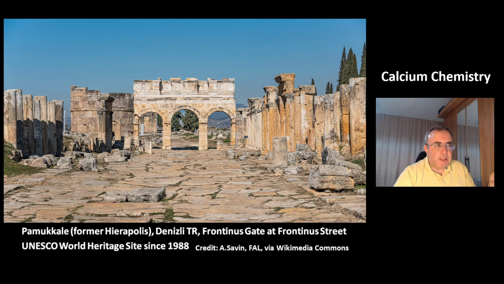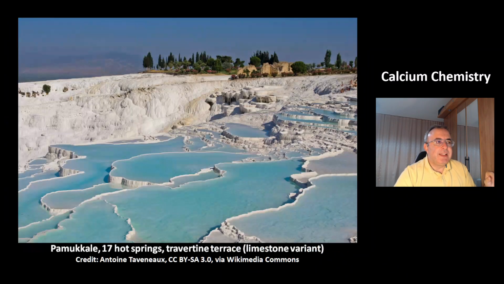This is a nice picture of today's Pamukkale and former Hierapolis, an ancient city in Turkey. It is located in the southwest, in the province of Denizli. This is a picture of the Frontinus Gate at the Frontinus Street. This city has been a UNESCO World Heritage Site since 1988. Pamukkale is one of the most famous places in Turkey. It has 17 hot springs, and it has this barrier structure of travertine material, which is a variant of limestone.